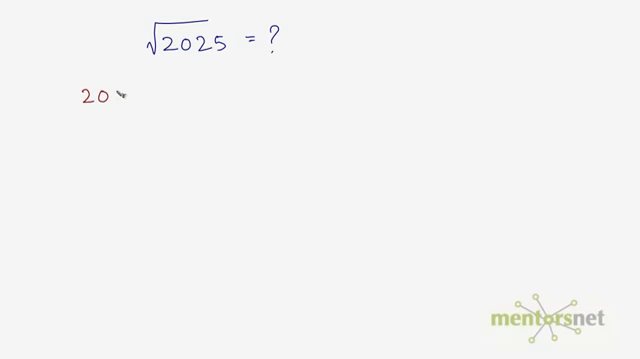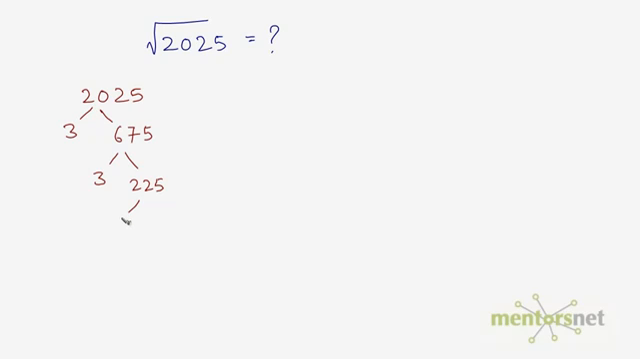So I have 2025. I can start dividing it by the lowest prime numbers. So 2025 cannot be divided by 2. Can it be divided by 3? So 5 plus 2 is 7 plus 2 is 9. So the sum is 9, which is divisible by 3. So this number is divisible by 3. So 3, if it divides 2025, you get 675. Now 675 is also divisible by 3. Let us divide it. On dividing, we get 225.